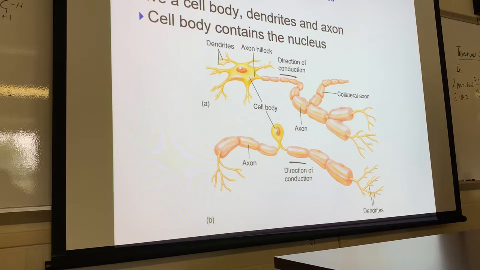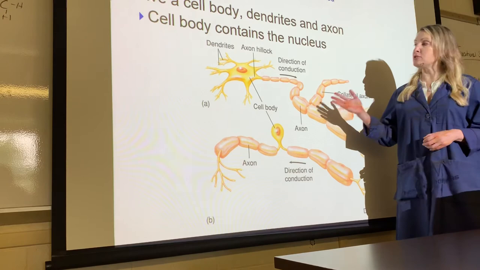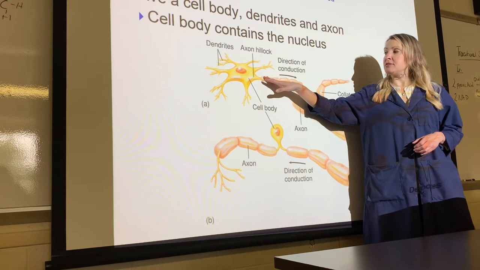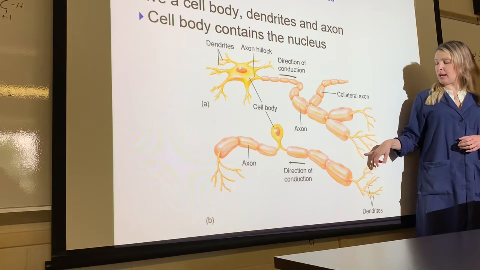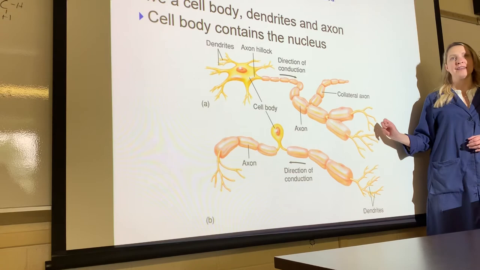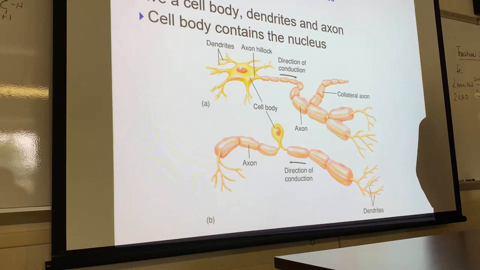So neurons, if you remember, have three parts. We have dendrites that bring information into a cell body. And then from the cell body, we transmit signals out through an axon to a terminal end bulb known as a bouton. That's French, bouton. Or you can call it just the end bulb, whichever you prefer. And this is where our neurotransmitters, our chemical signals, will be released from.